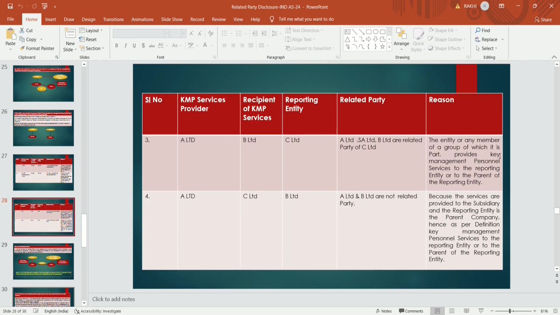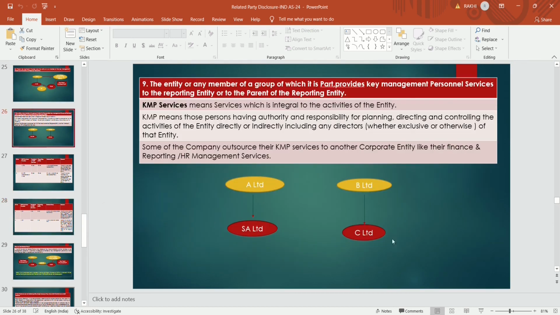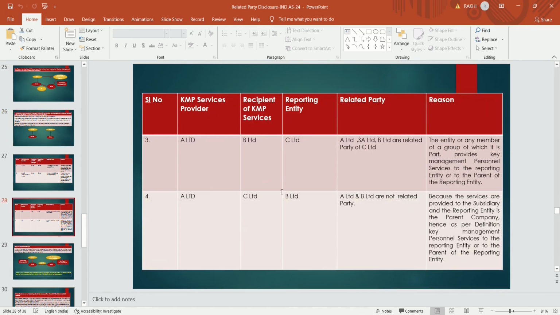The entity or any member of the group of which the party provides KMP services to the reporting entity or the parent of the reporting entity. Another example we will take, suppose A Limited provides KMP services to C Limited, where B Limited is the reporting entity. A Limited providing services to C Limited, where B Limited is the reporting entity. Whether they are related party, answer is no.